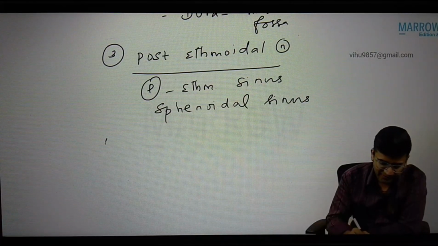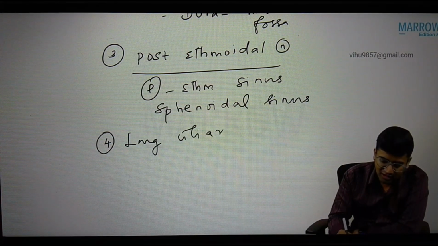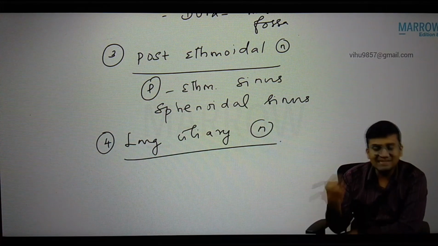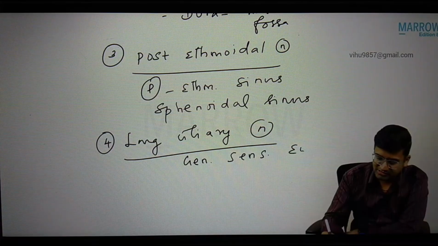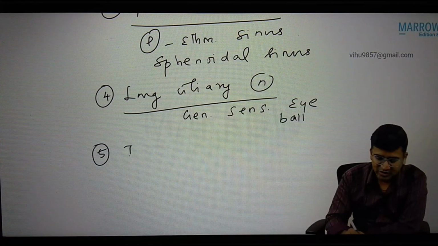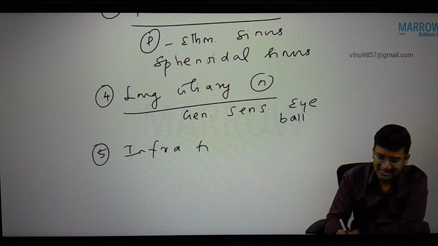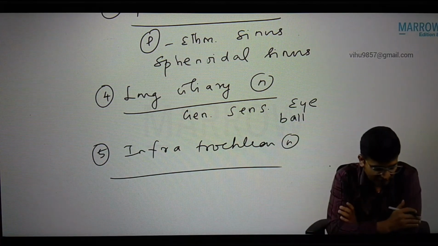Number 4, long ciliary nerve. Long ciliary nerve carries general sensory fibers from the eyeball. Last one, infratrochlear nerve. Infratrochlear nerve, again a sensory nerve. So now these are the branches of the ophthalmic nerve.